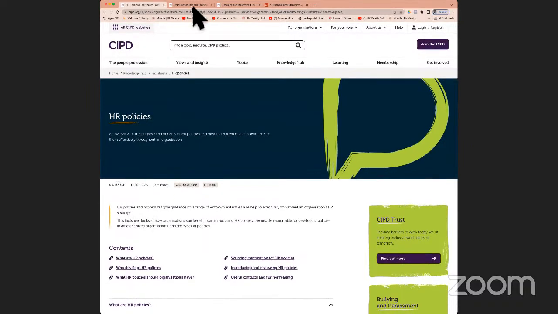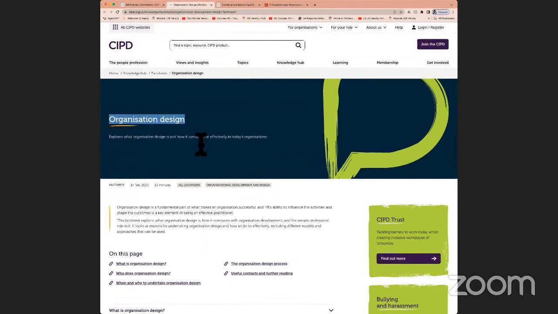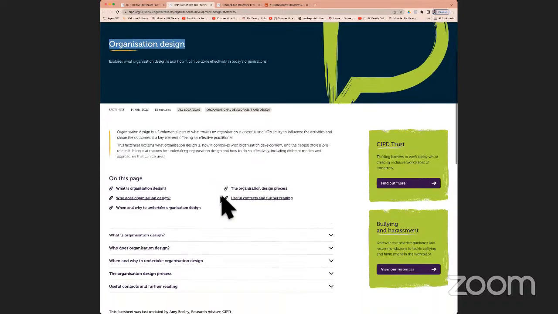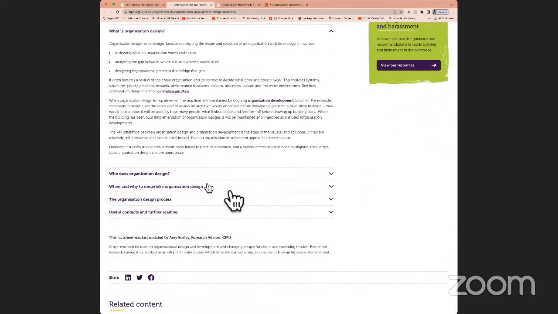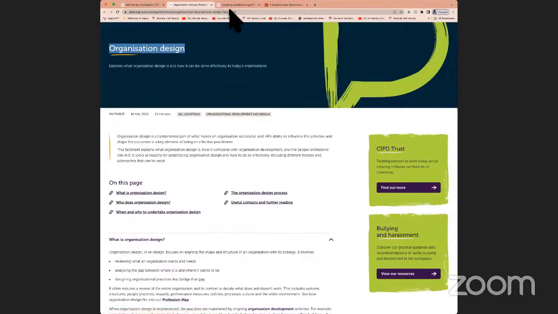The other thing which I would also suggest is organizational design, because it is related to the structure that is designed to support people within the organization. So what is organizational design? Why is it that HR needs to consider organizational design? And this is an important one to read.